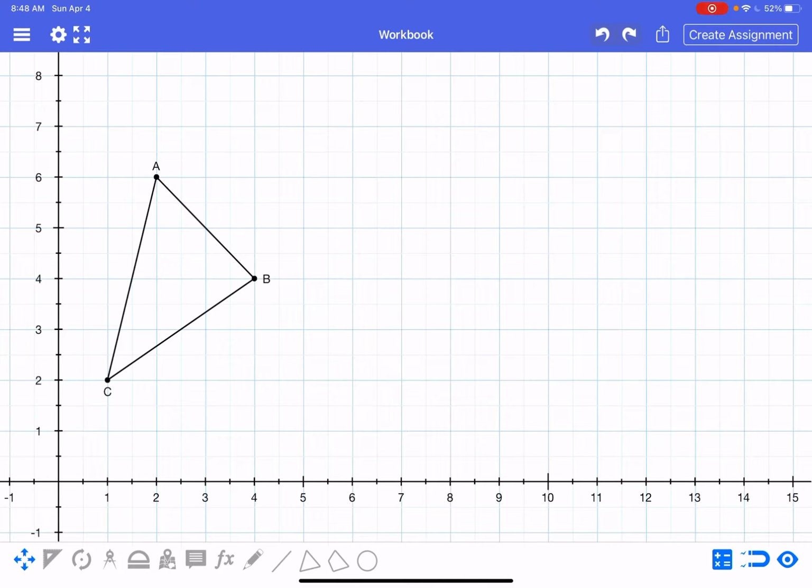Hello, minions. So before we start math today with something new, I wanted to review what we did last week. So last week we did coordinate geometry, and first we'll look at plotting points.